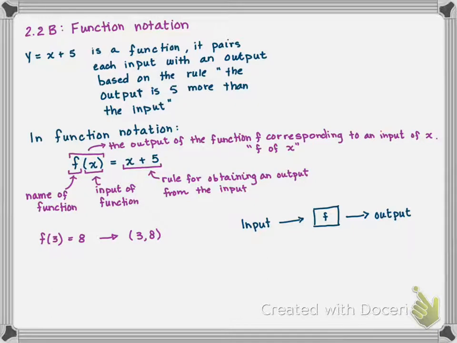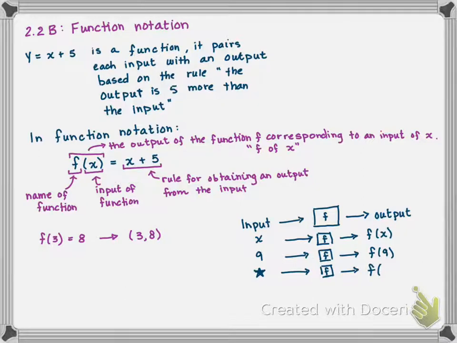So if I started with the input x and I put it into f, it's going to spit out f of x. If I start with the input like 9 and I put it into f, it's going to spit out f of 9. And so on and so forth. If I start with the input star and I put it into my function, it's going to spit out f of star.